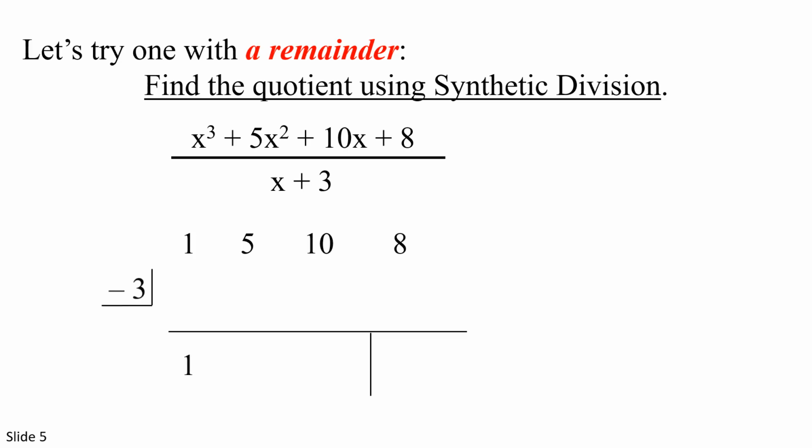We bring down the 1. So -3 times 1 is -3. We add, we get 2. -3 times 2 is -6. We add, we get 4. -3 times 4 is -12. We add, we get -4. That's our remainder.